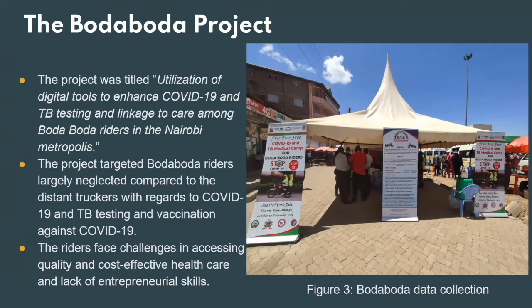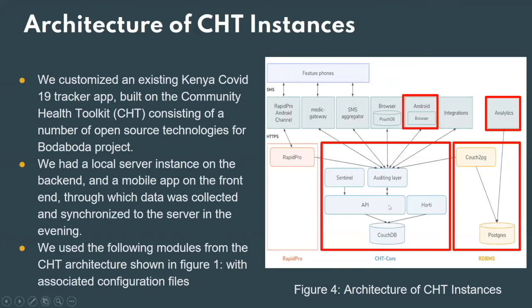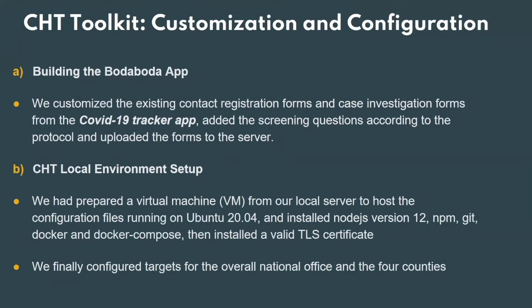So we are working with hospitals that were near the centers where we are collecting the data. We used the CHT framework. We customized an app, the Kenya COVID-19 tracker, and we modified one of the forms to add the screening questions we wanted to include based on our protocols. So we used an existing configuration. We just extended it a bit and added our own questions. The configuration was done locally, hosted within JKUAT. We have a server, so we just created a virtual machine that did all the configurations on the local virtual machine.